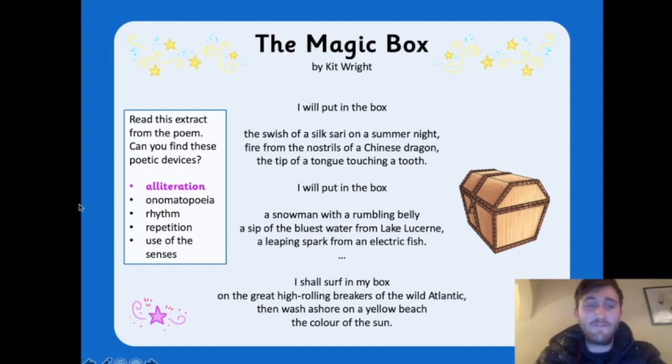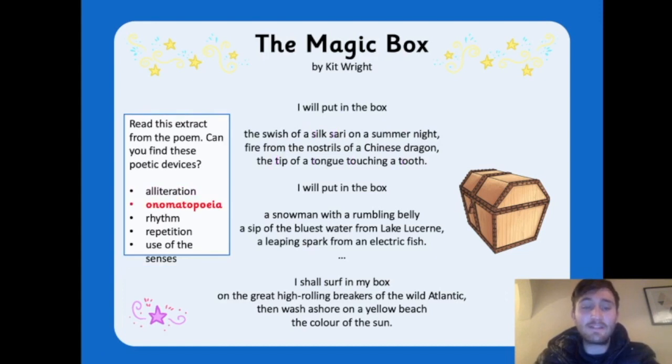Okay, well, firstly, we've got alliteration. Alliteration is when we have the same sound starting our words and it's repeated maybe two or three times. So for example, we've got the swish of a silk sari, or we've got the tip of a tongue touching a tooth. So it's got the t sound, or in the first one it's got the s sound, the silk. So again, it doesn't have to be the same letter, it's just got to be the same sound.